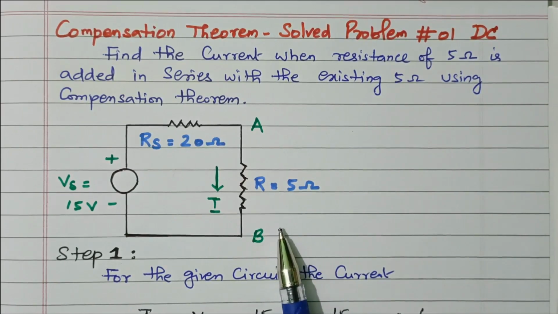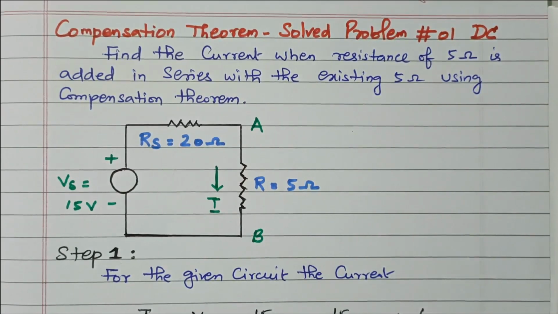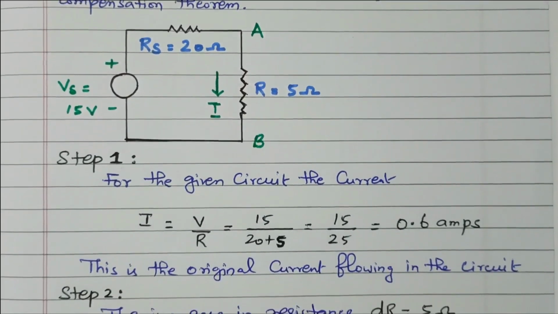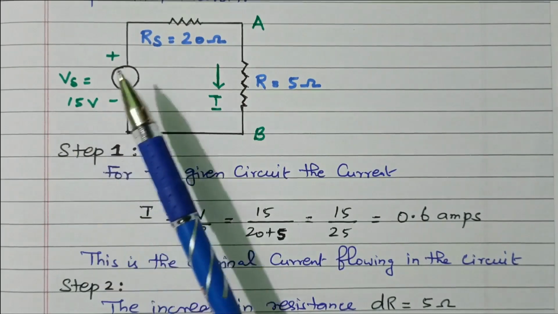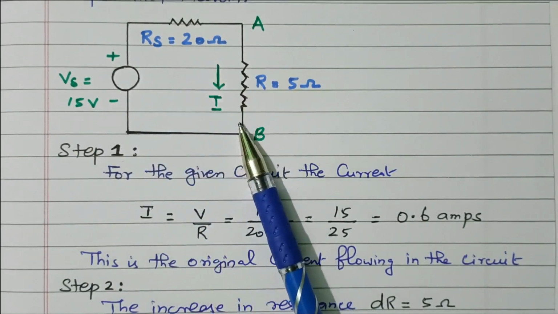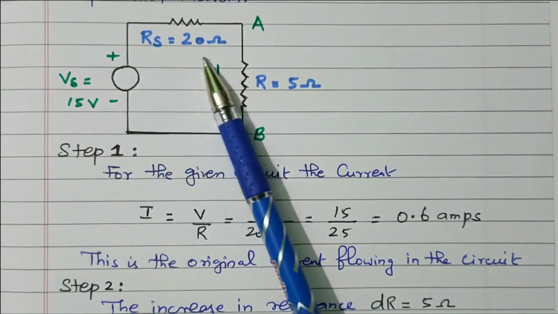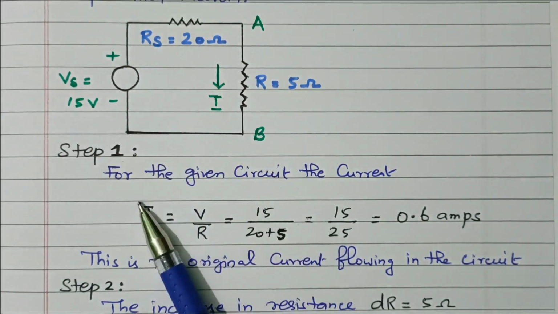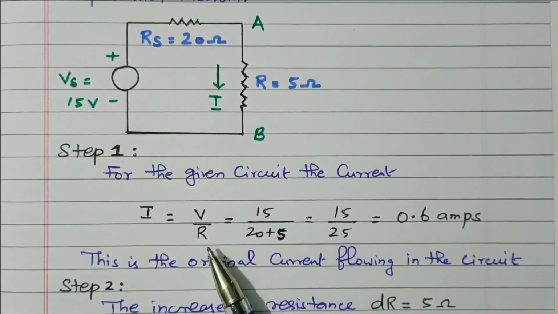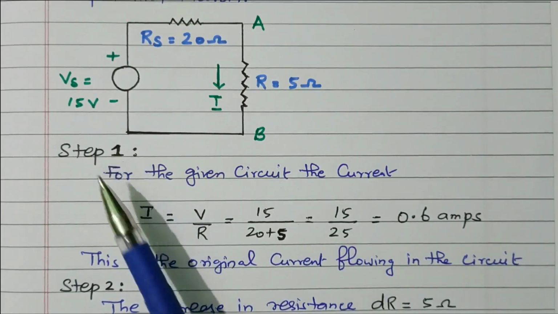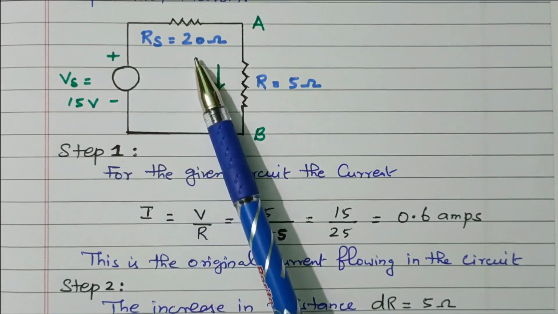So first we will find the current flowing through this circuit. This is a simplified circuit with only one voltage source. These two resistors are connected in series, so we can easily find the current value. For the given circuit, the current I equals V by R. V is 15 volts. R is 20 plus 5.